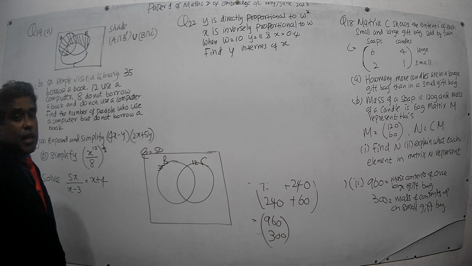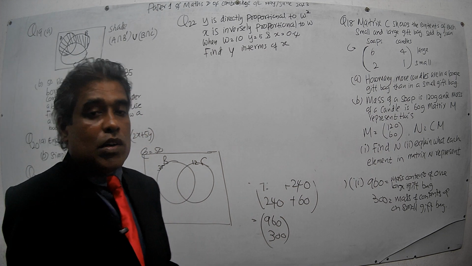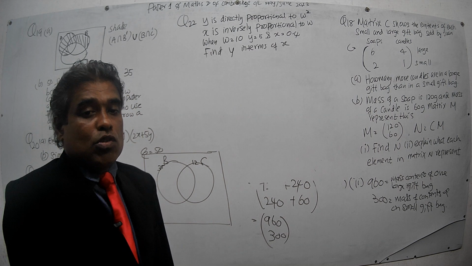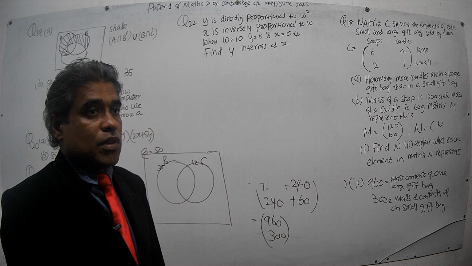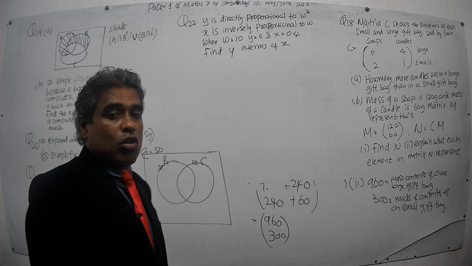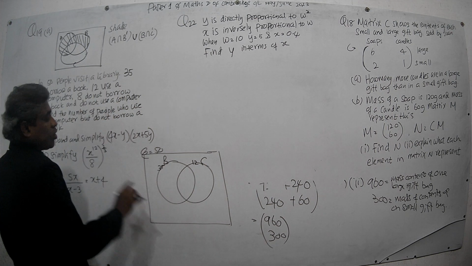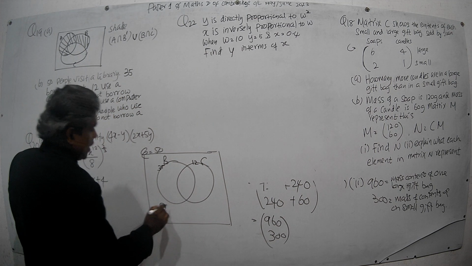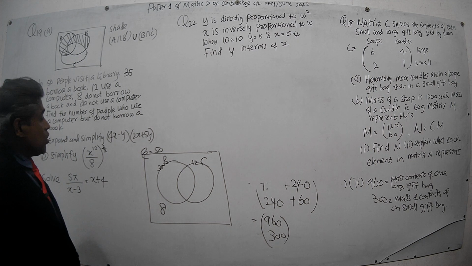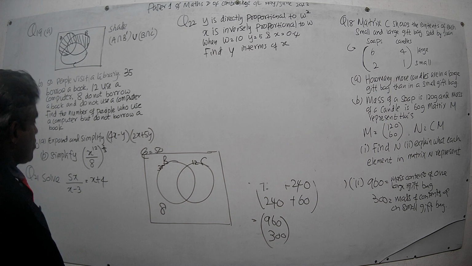Then they say 8 do not borrow a book and do not use a computer. That means 8 people do not do any of these two. They don't use a computer and they don't borrow a book. Therefore, those 8 people must be outside like this here. They are the people who do neither.